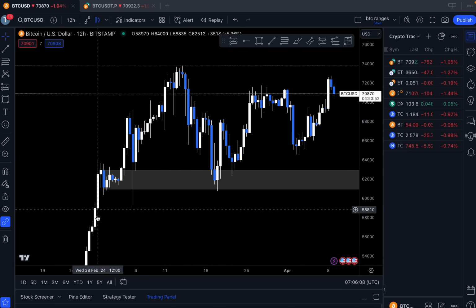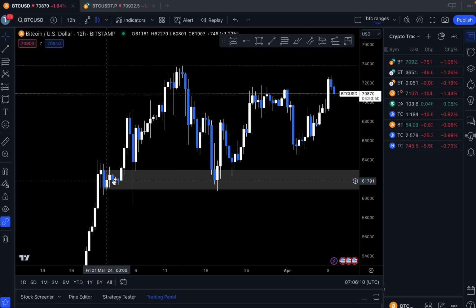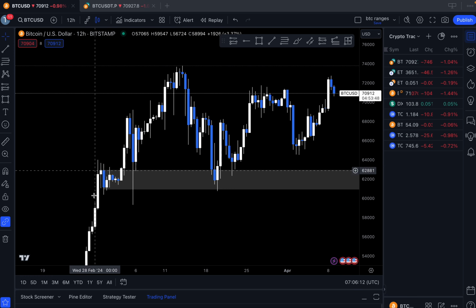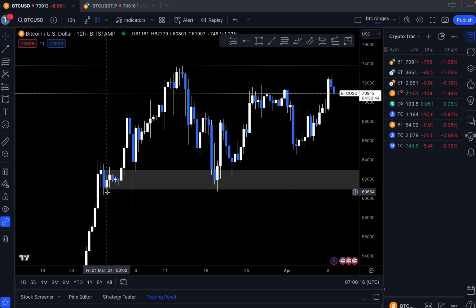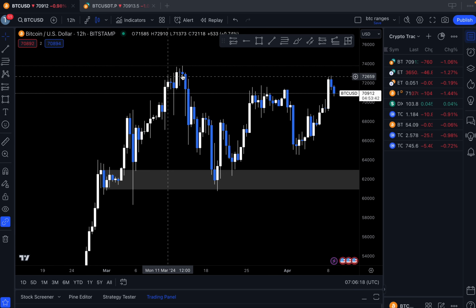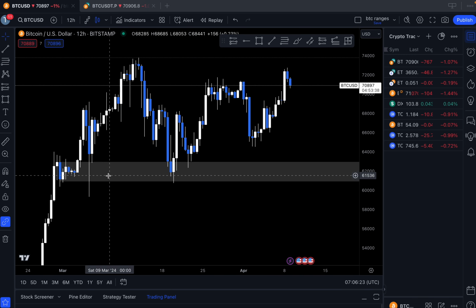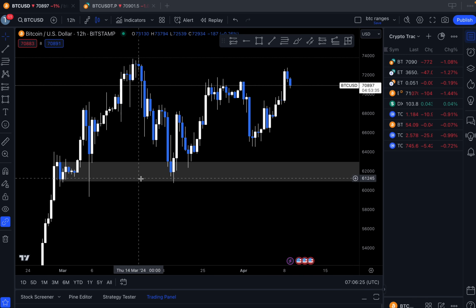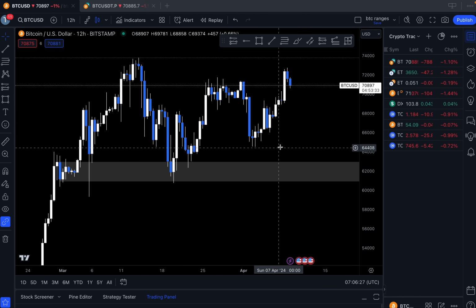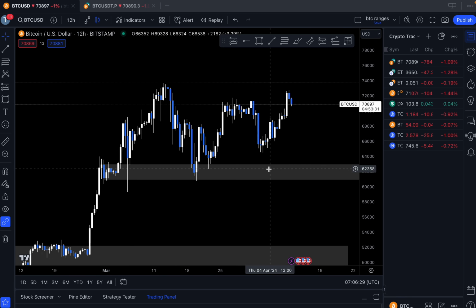So here you can see this is the order block we talked about before. This is a 12-hour order block. Price was going up, pulled back, continues to go up. We've been holding this as support, once, twice, three times. Held this area of support.